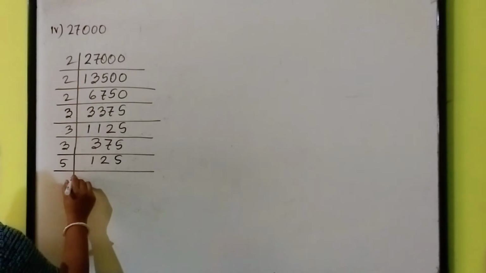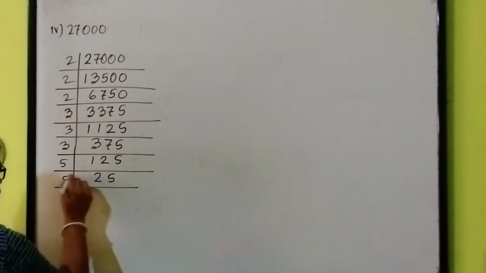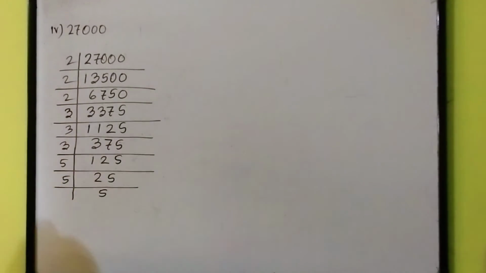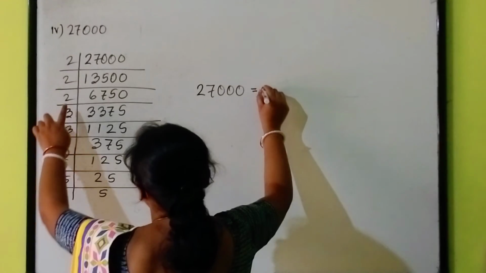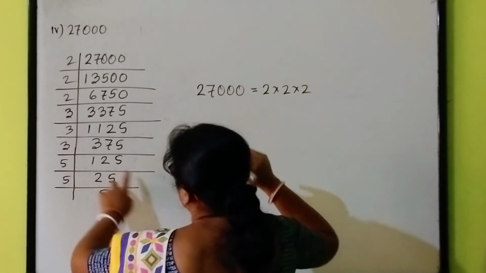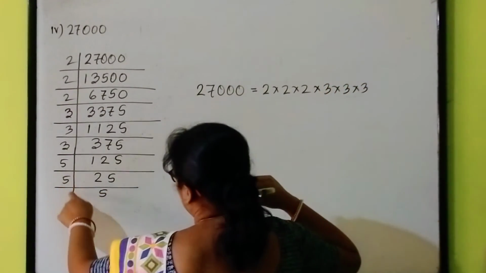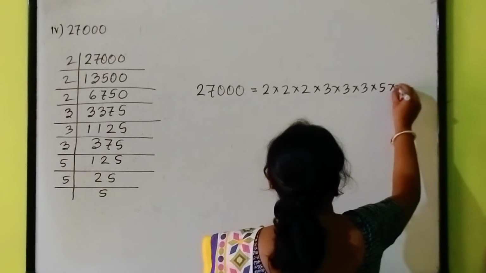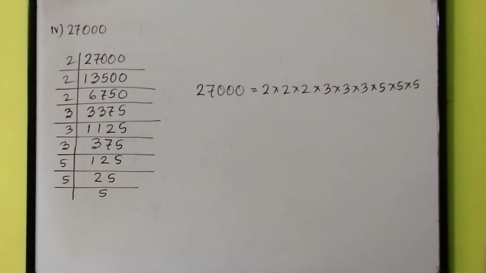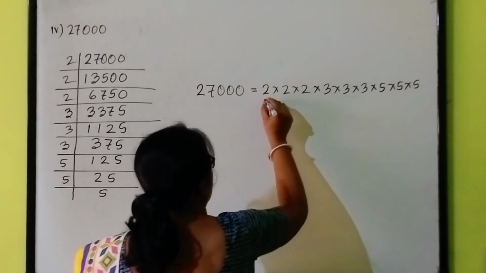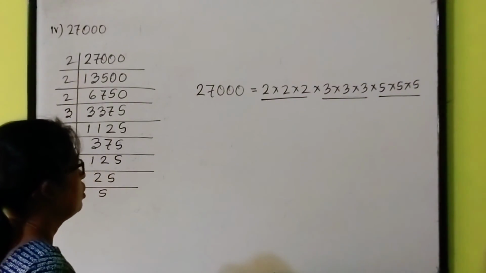Then 5 2s are 10, remainder 2, 5 5s are 25. Okay. Then again by 5, 5 5s are 25. Clear? So what to write? 27,000 is equal to 3, 2s, 3, 3s, 3, 5s, 3. Clear? Okay.